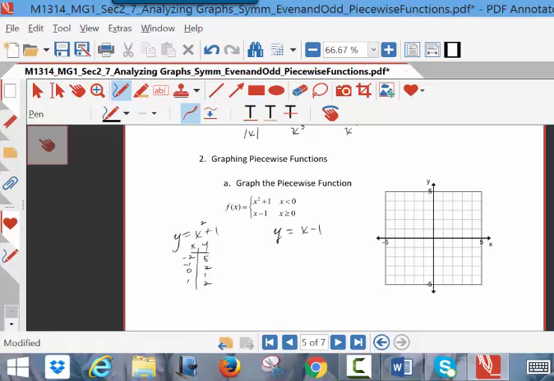So this would be what the graph looks like. Okay, -2, 5; -1, 2; 0, 1; and 1, 2. So this is what my graph looks like.